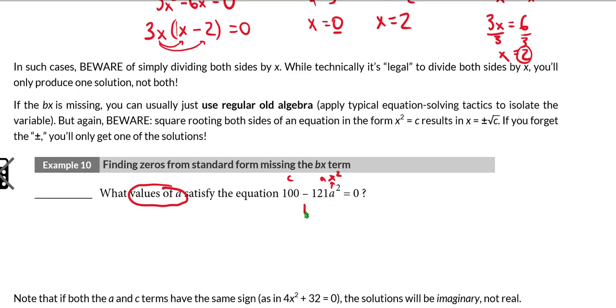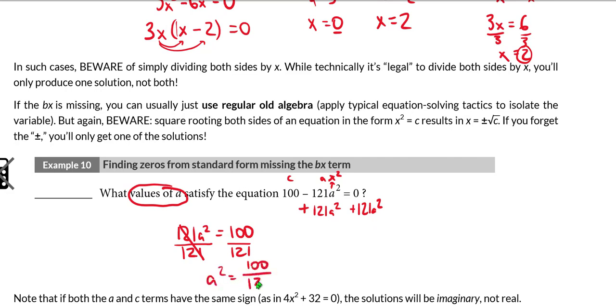So what I'm going to do is add that 121a squared to both sides. Flipping the equation here, I'm going to get 121a squared equals 100. If I want to isolate a, I would divide by the coefficient of a squared first, and I will get that a squared equals 100 over 121. And of course, to get a alone as opposed to a squared, I square root both sides, and I get that a equals, it is important that you know how to make calculations like this without a calculator.